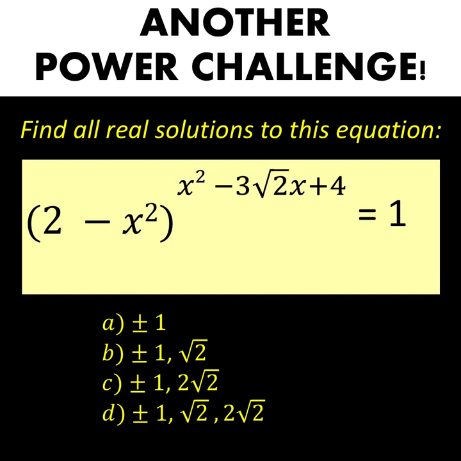The quantity 2 minus x squared, all raised to x squared minus 3 square root of 2 x plus 4, equals 1. The solutions are letter A, plus or minus 1; letter B, plus or minus 1 and square root of 2; letter C, plus or minus 1 and 2 square root of 2; and letter D, plus or minus 1, square root of 2, and 2 square root of 2. You can pause the video and see if you can answer this power challenge.